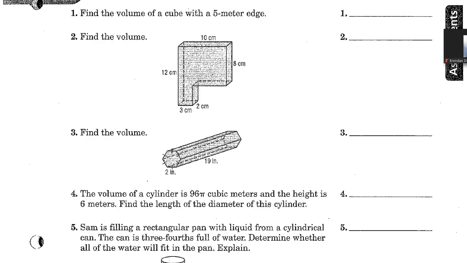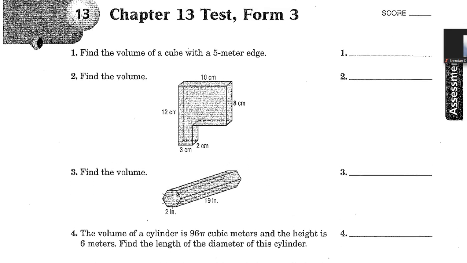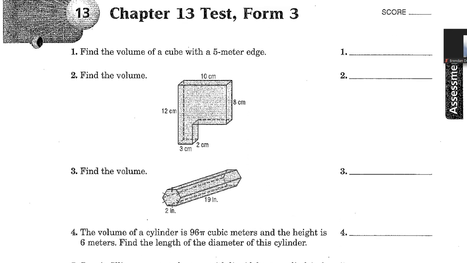All right, so now we're on chapter 13 here. Find the volume of a cube with a 5-meter edge. So that's a cube where every side is 5. The volume of that is just a prism, base times height, where the base is 5 times 5, and the height is 5, or in other words, it's 5 cubed. And so we get 125 cubic meters.